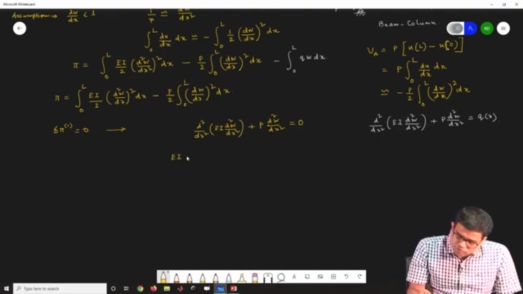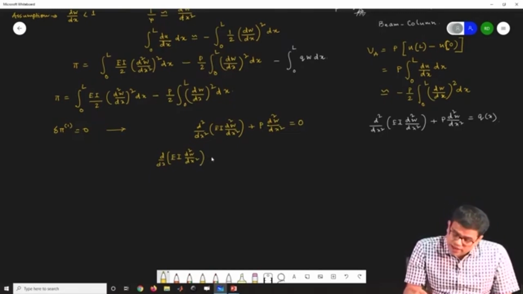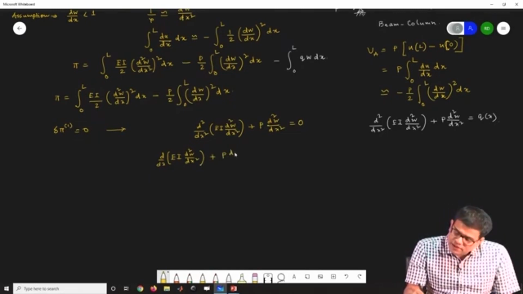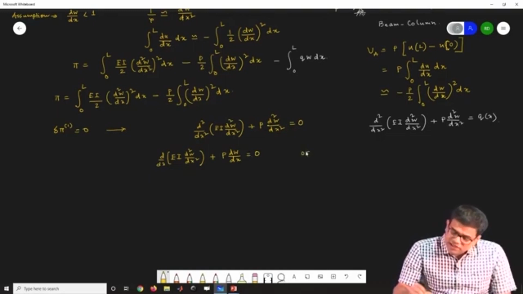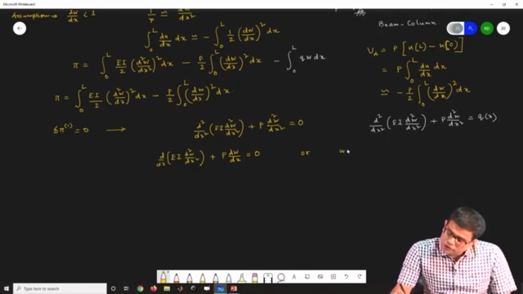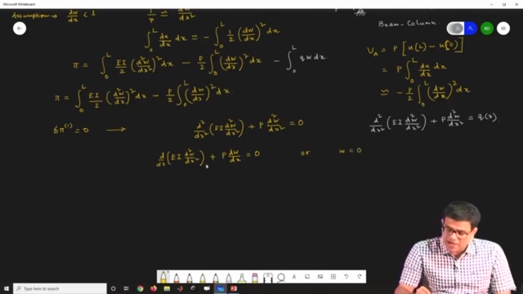EI d/dx of EI d2w by dx square. This is essentially the shear force, and there will be P dw/dx. So either this has to be specified, or this is the shear component of this thing. In case of beam, this term is not there. Or w equals 0. So either this has to be specified or this has to be specified.